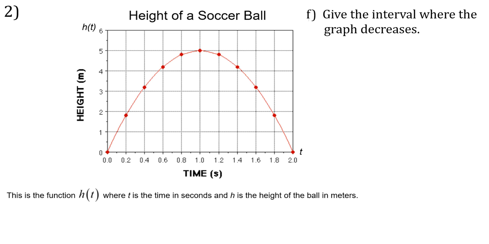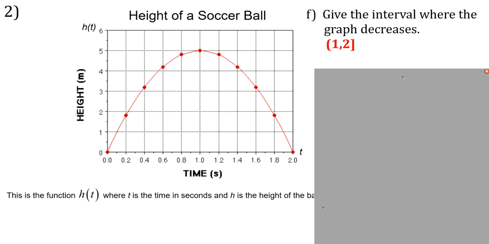Give the interval where the graph decreases. Well, we know that our function is increasing at time 0 all the way up to this point here where it turns and starts decreasing. So the turning point here at 1 cannot be included, so we're going to use a left parenthesis, and it decreases all the way until the ball hits the ground here at 2, and that's where we're going to use a bracket. So our interval, left parenthesis 1, comma 2, bracket.